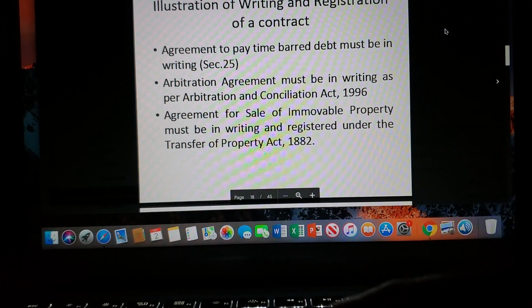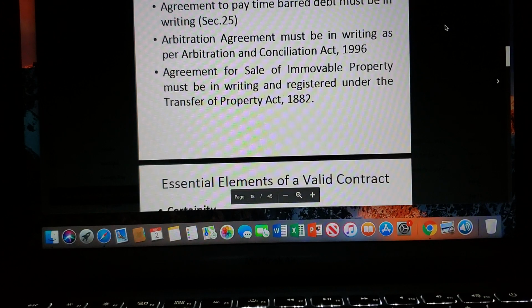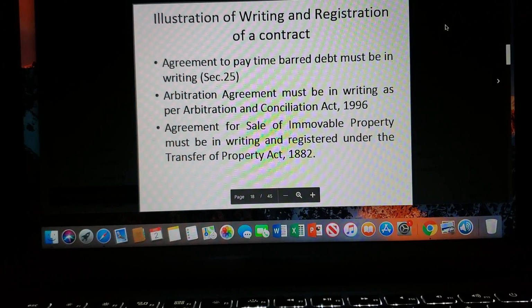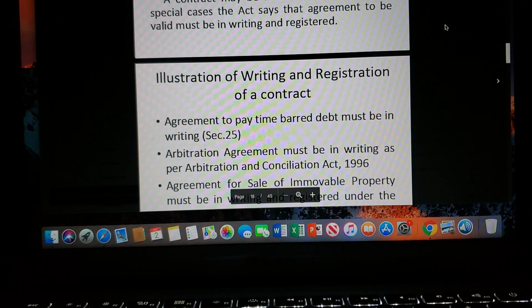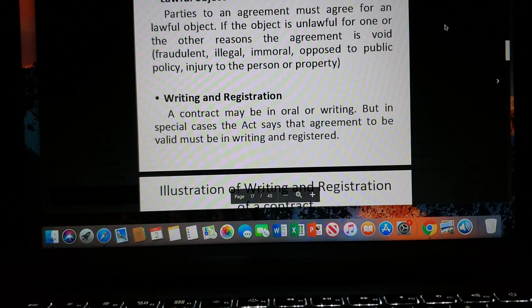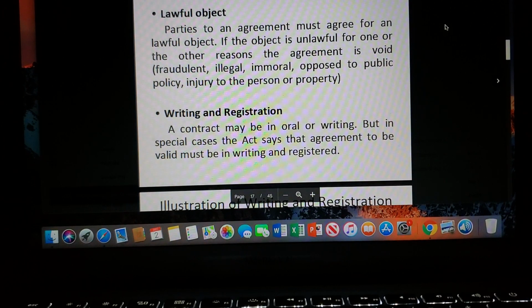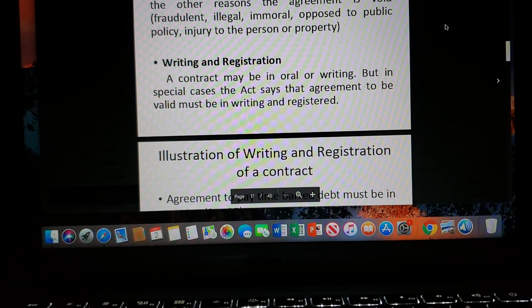This is a continuation of essential elements of a valid contract, and we had previously spoken about writing and registration. I will repeat what I had read in the previous part. Writing and registration. A contract may be oral or in writing, but in special cases the Act says that the agreement to be valid must be in writing and registered.